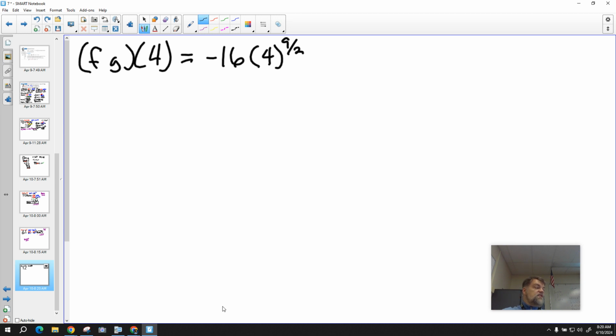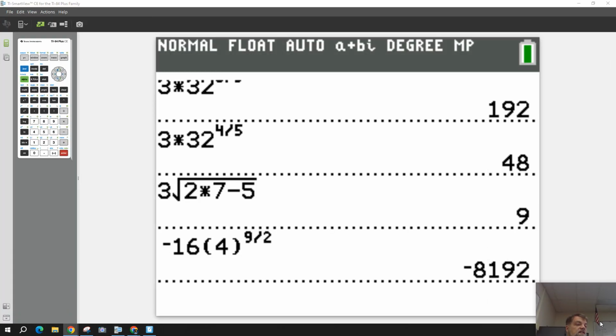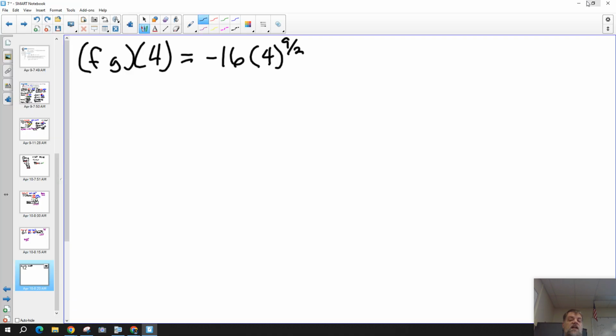Now, for this is pretty easy. We'll just do that on our calculator. And I don't know if you guys can see it, but negative 16 times 4 raised to the 9 halves is minus 8,192. Okay. So this is going to end up becoming negative 8,192.